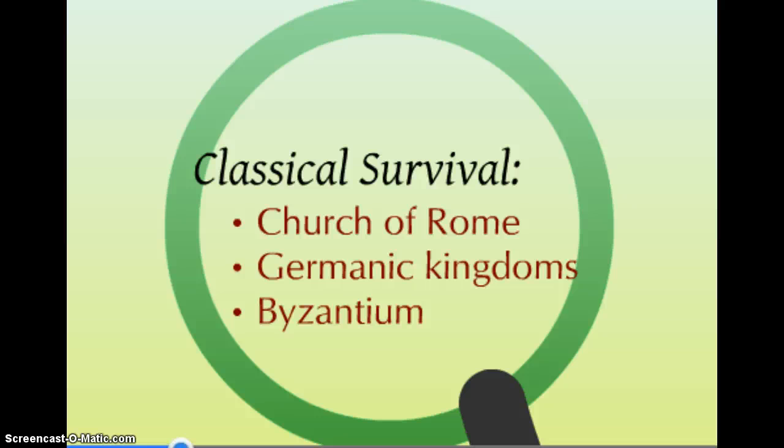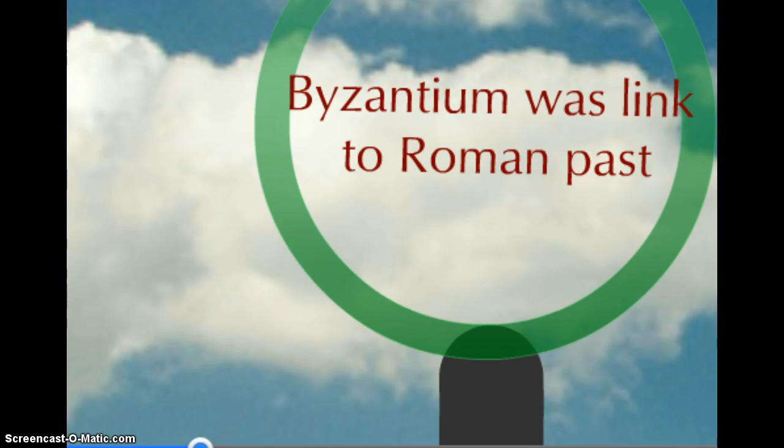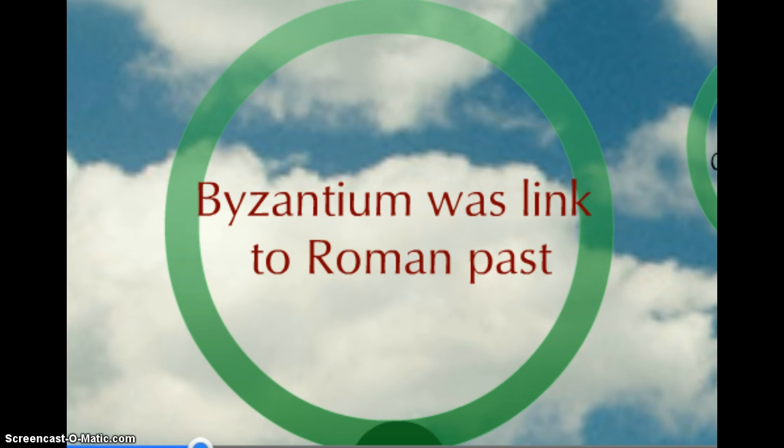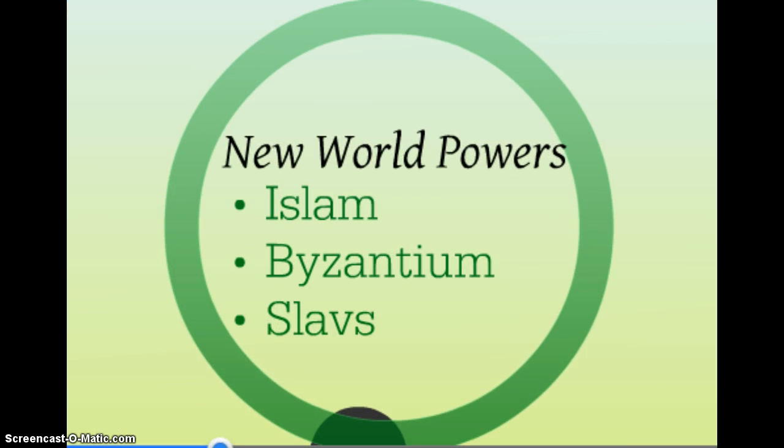The Germanic kingdoms, they were part of the reason the Roman Empire fell. They hung around. And Byzantium, that city and that part of the empire remained. So this is where Roman culture survived, was in Byzantium, because it was the capital of the eastern part of the empire. So Byzantium was the link, and this is what you can still write in the B section. Byzantium was linked to the past. Byzantium was a link to the past. But we see some new developments as well, as Islam, Byzantium, and the Slavic people present new challenges.